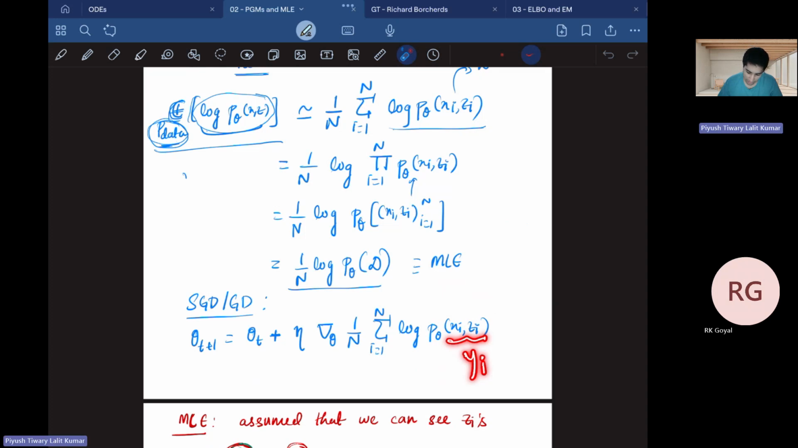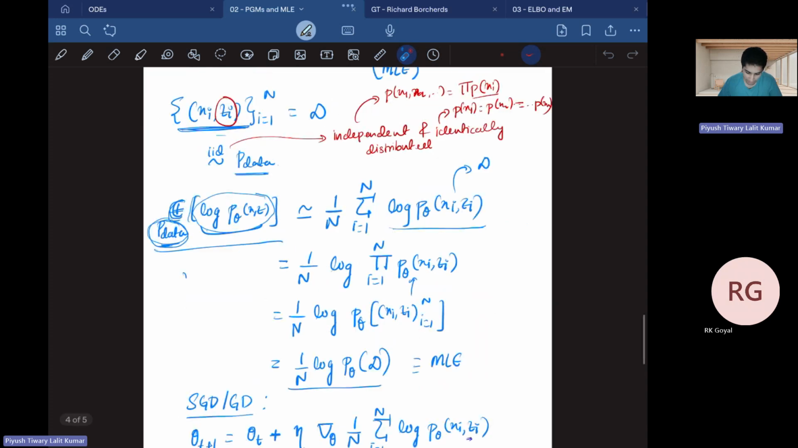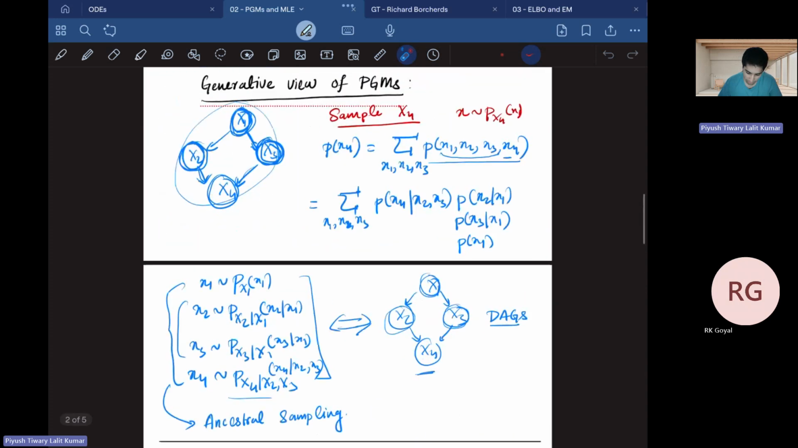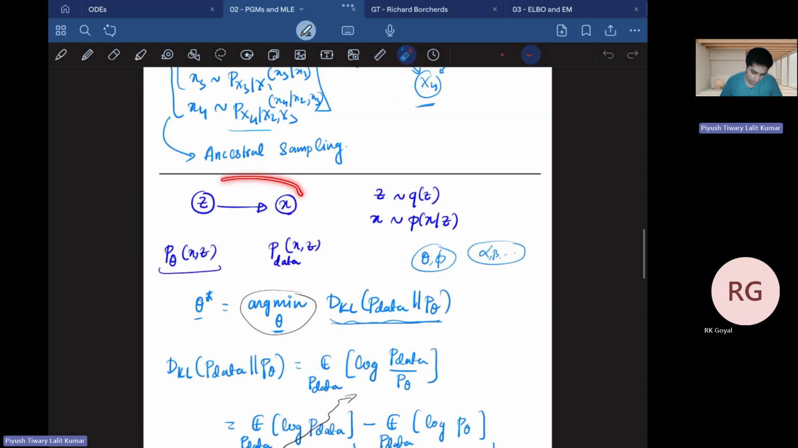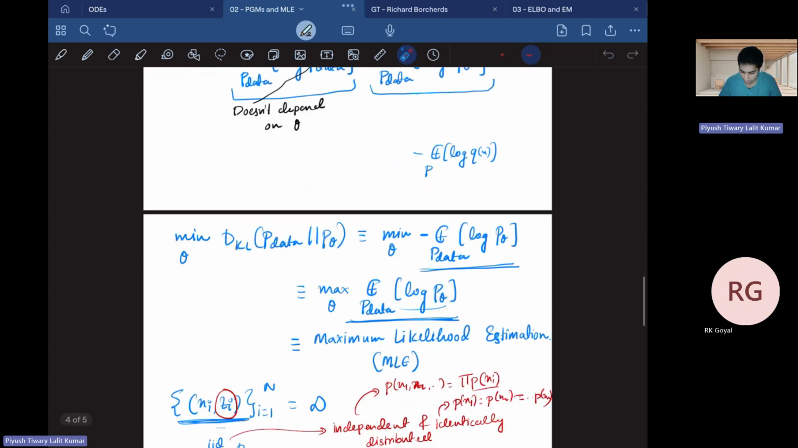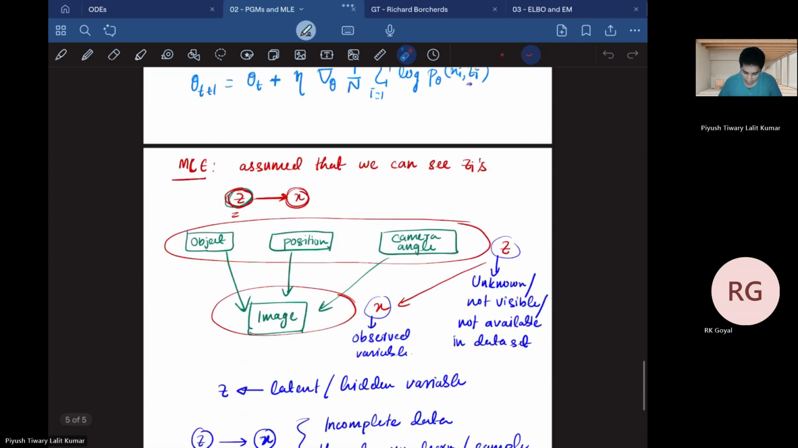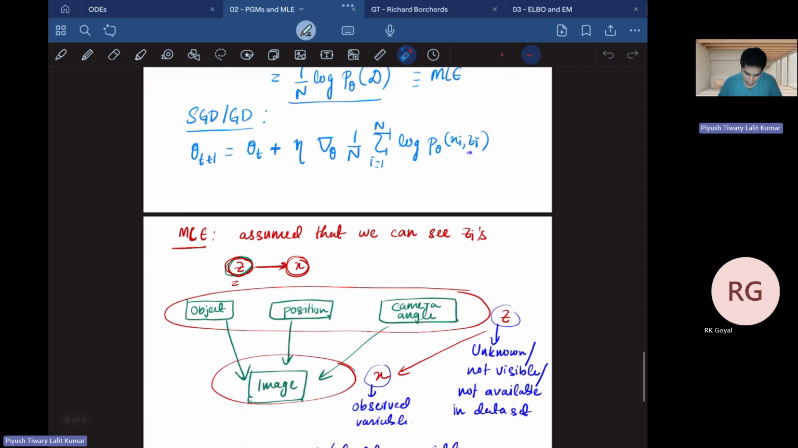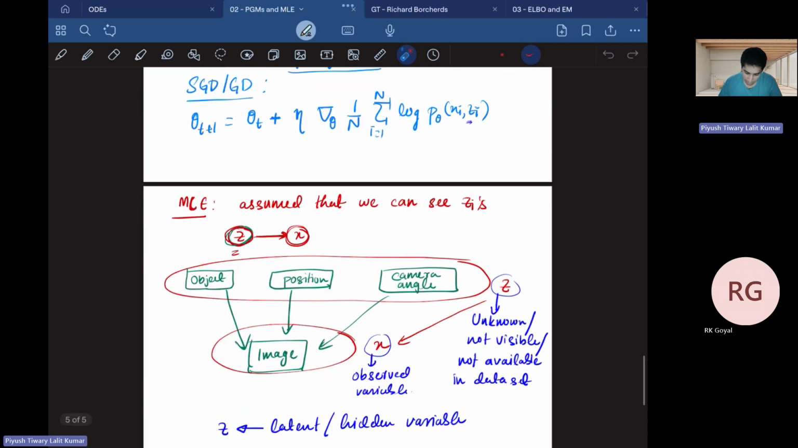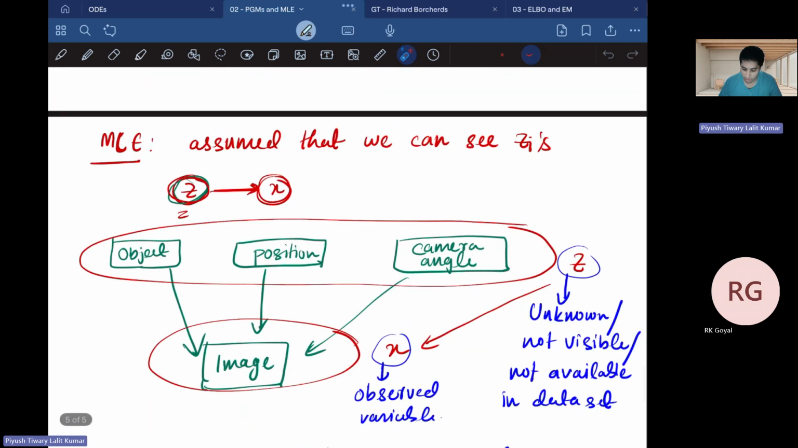In that case, MLE on such a PGM looks kind of redundant. What is the benefit of having this kind of structure if, at the end of the day, you are going to use MLE? It turns out the use of that structure particularly comes in the case of latent variable models.